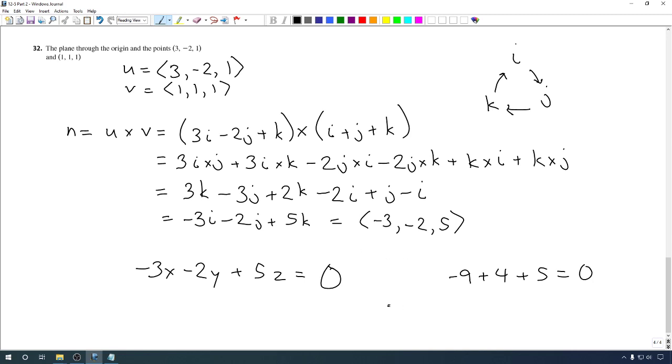What about 1, 1, 1? Now, that one's a little easier to plug in, actually. So we just end up adding up our coefficients. We have a negative 3, negative 2, plus 5, and again we get 0. So you can actually see that this equation here does contain each of those 3 points, and so it's the plane through those 3 points. So it'll be a little harder to find those coefficients directly from the 3 points, but when we use vectors and the cross product, it's not too bad.